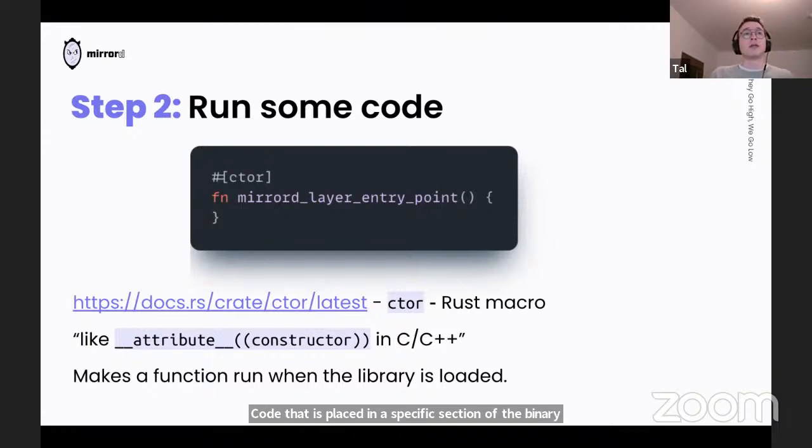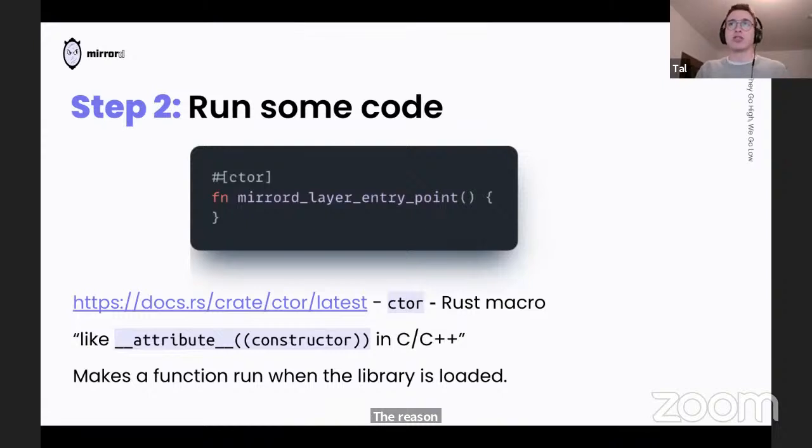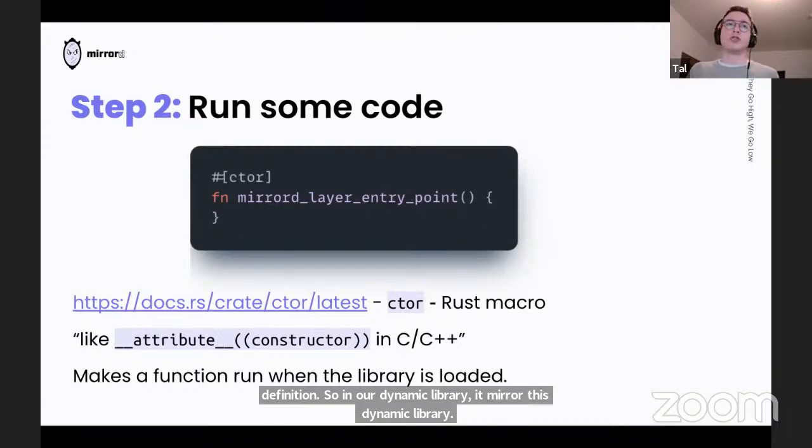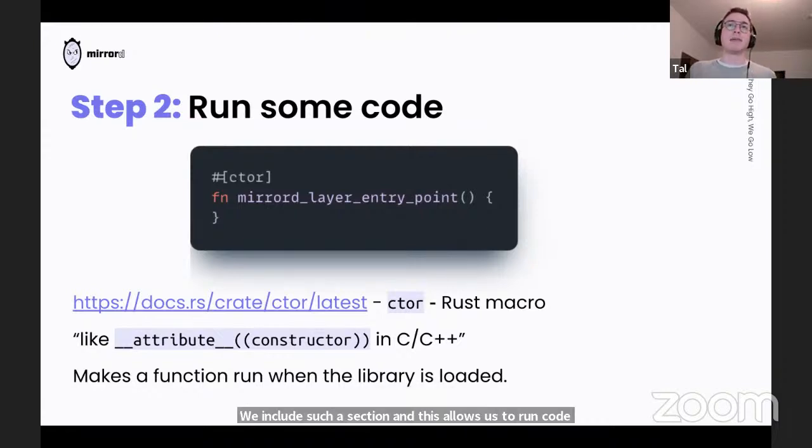So as mentioned before, MirrorD is written in Rust. So that's the syntax we're seeing here right now. There is a Rust package that offers an attribute macro that makes defining a constructor very easy. We just add that ctor attribute above a function definition. So in our dynamic library, in MirrorD's dynamic library, we include such a section. And this allows us to run code on startup from our preloaded dynamic library.